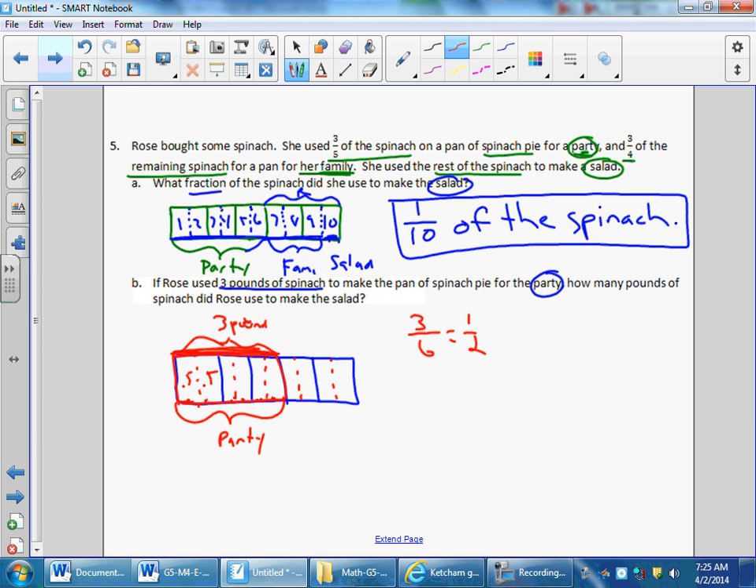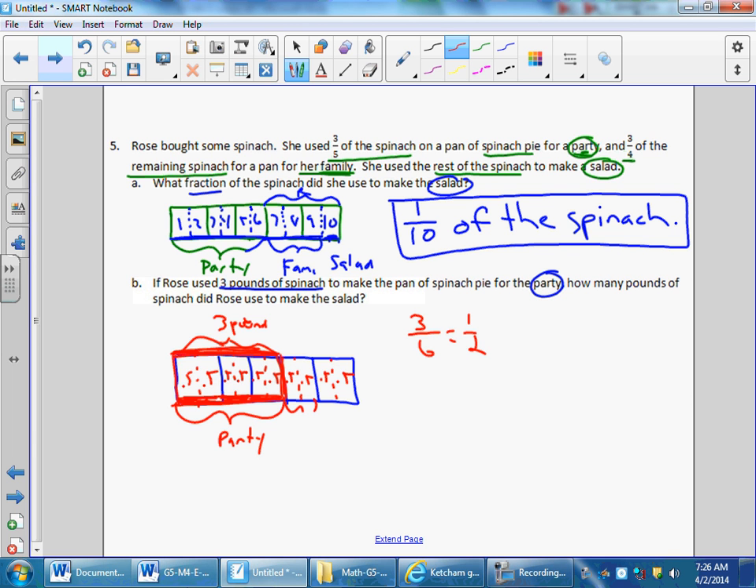Each piece is 0.5, and everything else would be 0.5 as well. 0.5 and 0.5 is one whole, three times. So for the party, we have 1 plus 1 plus 1 is 3 pounds.